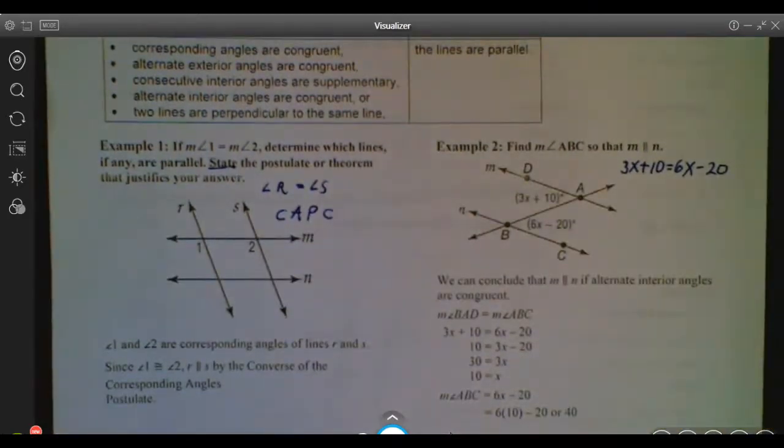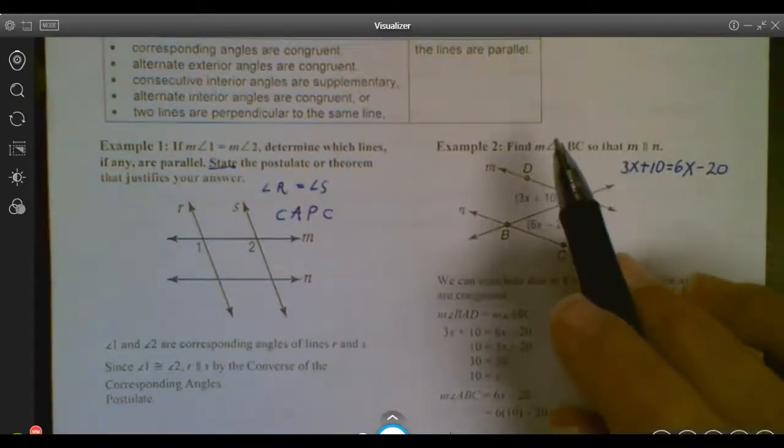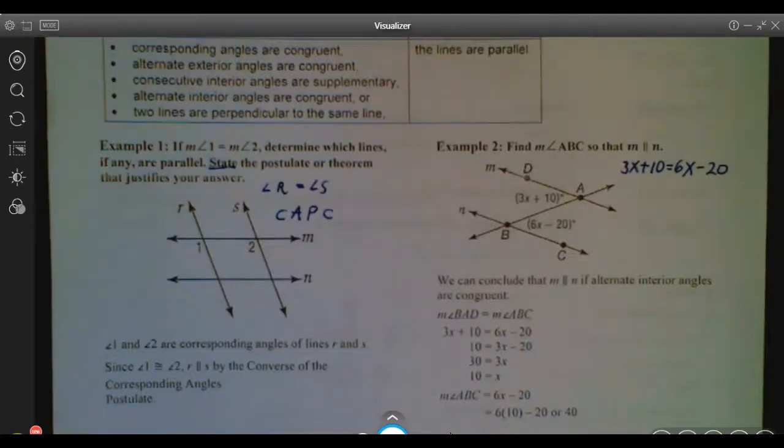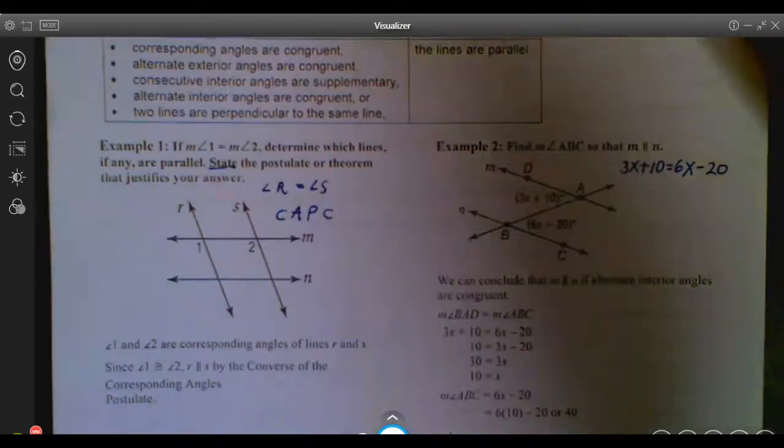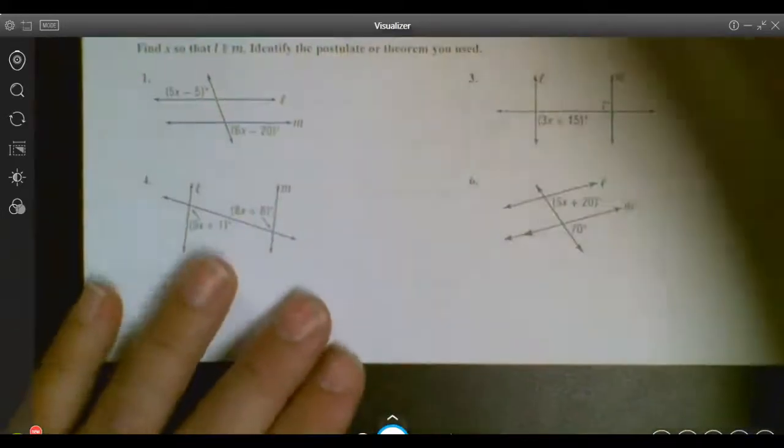As always, make sure that you read carefully. Don't stop at solving for x if they are asking you for something more. So you'll notice on this one they had to plug it back in to actually find the measure of angle ABC. So let's try a few on our own here.